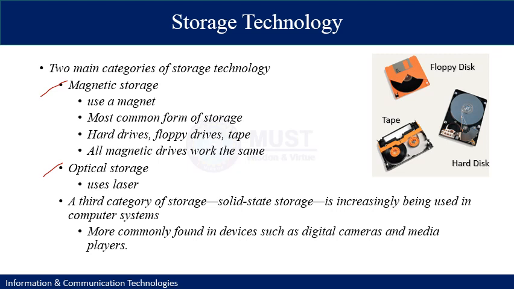the optical disks. Along with these two main categories, there is a third category of storage which is becoming widely accepted these days, which is solid state disk storage, and it is increasingly being used in computer systems. It is more commonly found in devices such as digital cameras and media players. Usually, solid state disk drives are faster than magnetic and optical storage. However, again, if you prefer fast access time, the cost per byte will increase. So you will have a costlier solid state disk than a hard disk drive.